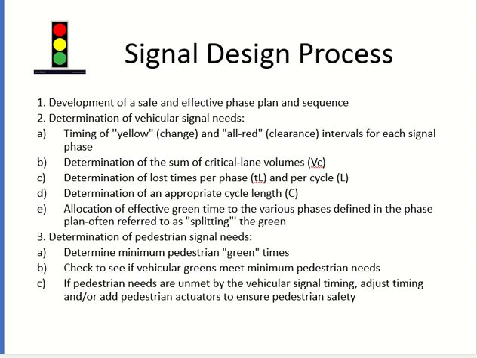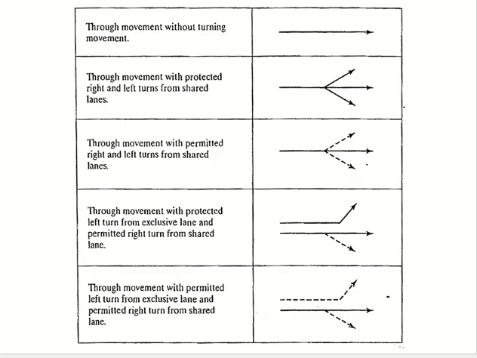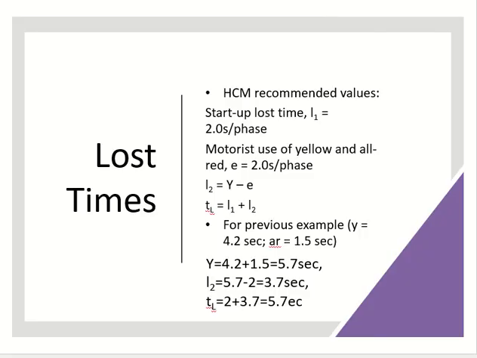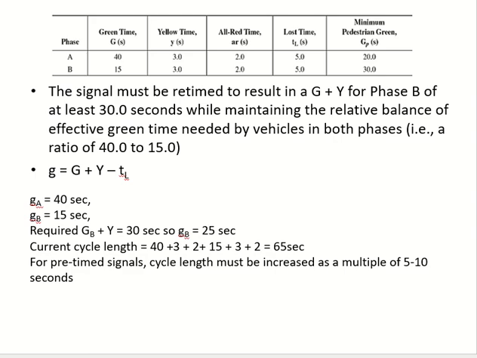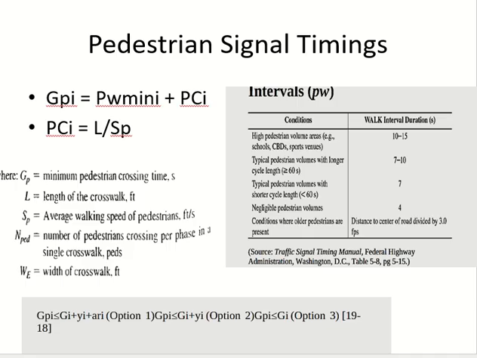Then we need to know the volumes as well, for which we will design the loss time, the cycle length, and calculating the green, the effective green. Okay, so this is where we ended yesterday, the calculation of effective green. So today we are going to move on to the third step, which is checking for the pedestrian timings, or checking for the pedestrian safety.